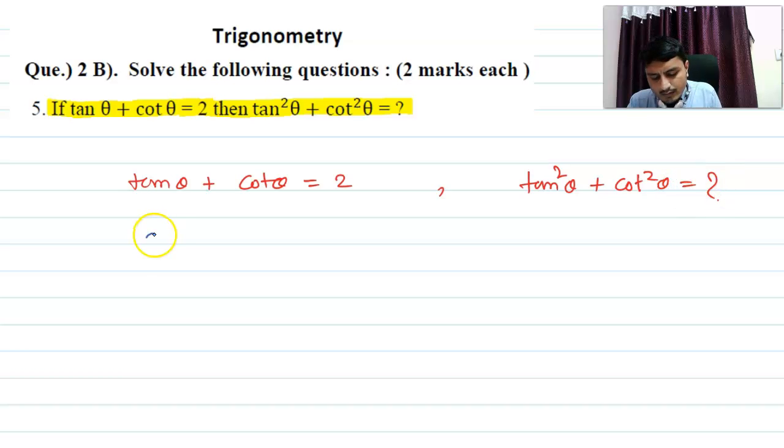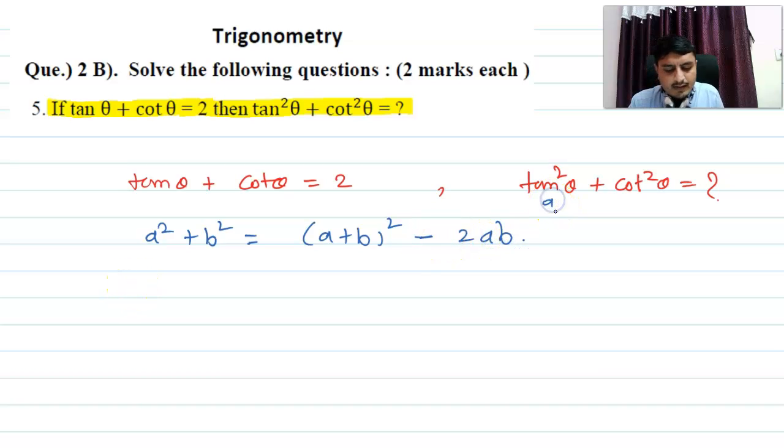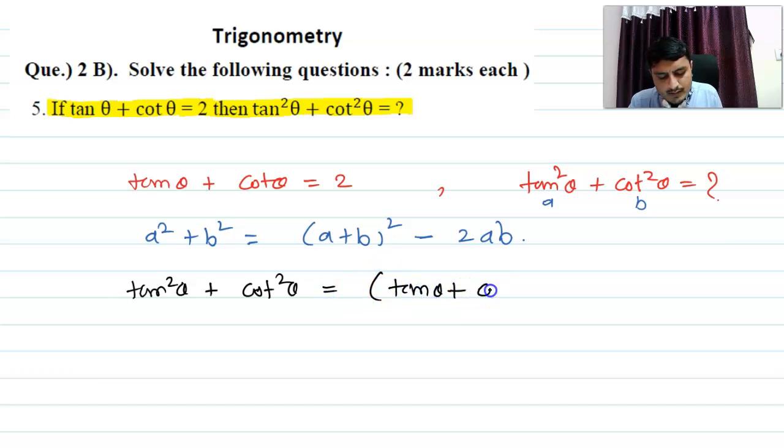Now we know a square plus b square can be written in the form (a plus b) the whole square minus 2 times ab. So here, considering a as tan theta and b as cot theta, we can write tan square of theta plus cot square of theta as (tan of theta plus cot of theta) the whole square minus 2 times tan of theta into cot of theta.